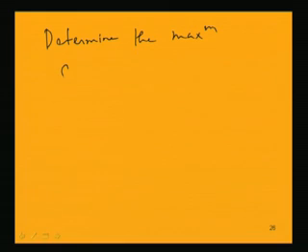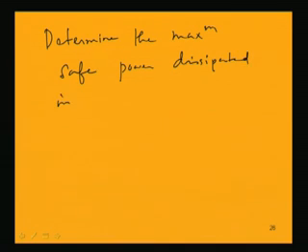Now, you have to determine the maximum safe power dissipation in the transistor. So, this deals with the problem of power dissipation with a sink. So, how to find out the safe power dissipation?